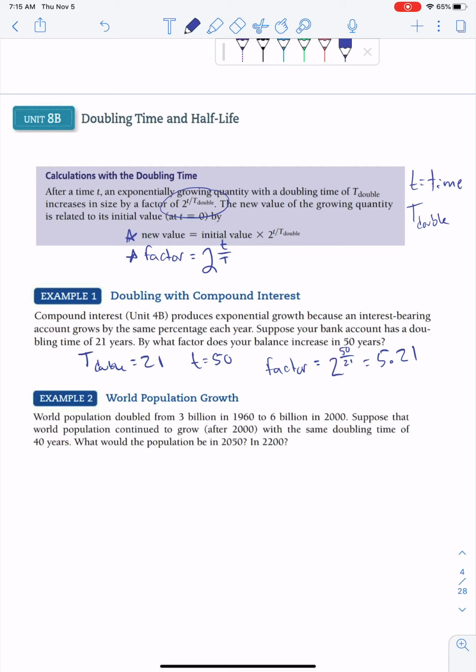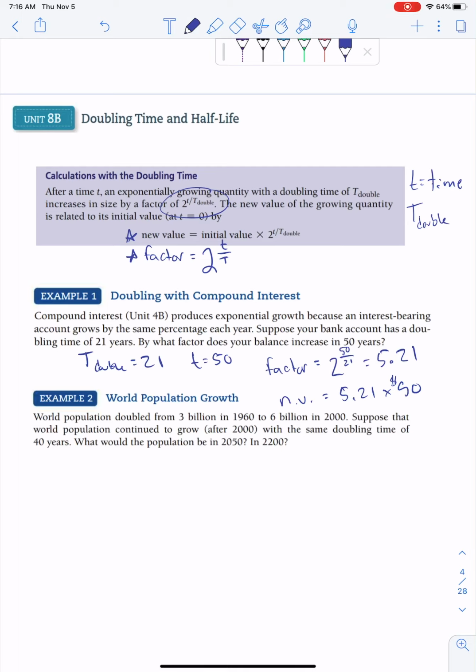So that's the factor that we're increasing by. If I knew what I started with, if I knew that I started with $50, then to find my new value I would take that 5.21 and multiply it by my initial $50. I would take $50 times 5.21 and end up with about $260, something like that.